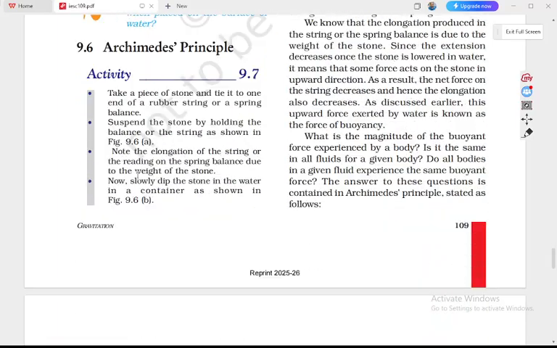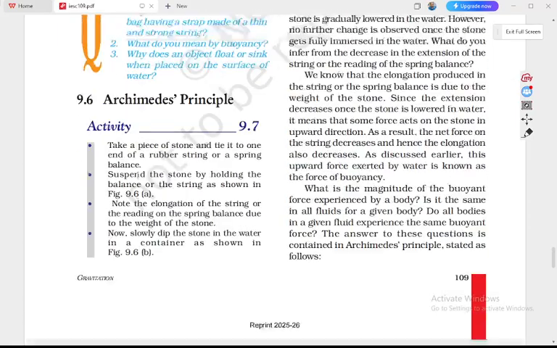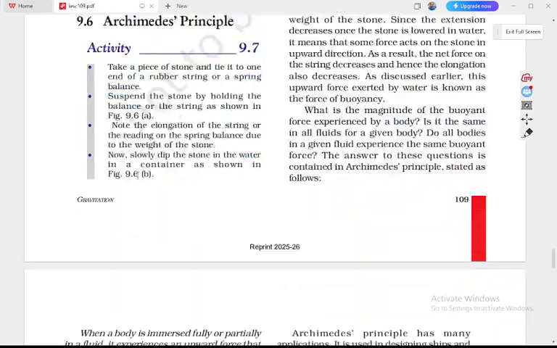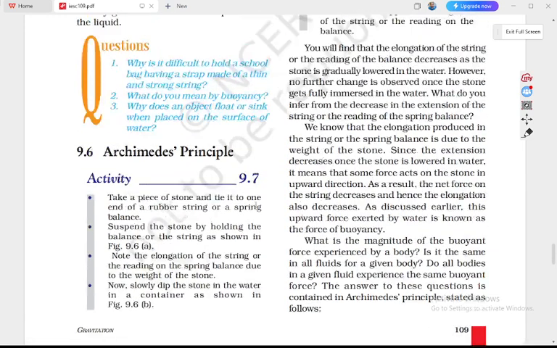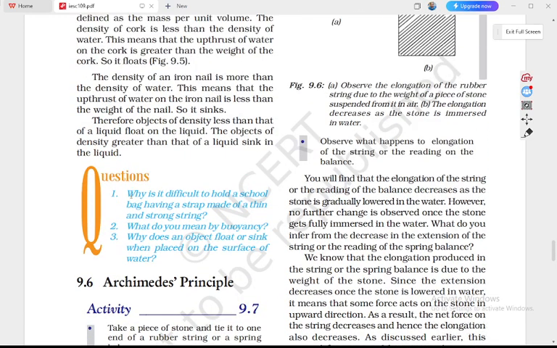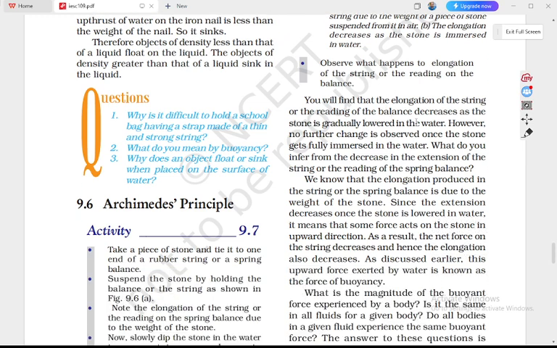What happens in this case, right? When a body is immersed fully, observe what happens to the elongation of the string or the reading of the balance. You will find that the elongation of the string or the reading of the balance decreases as the stone is gradually lowered in the water. However, no further change is observed once the stone gets fully immersed in the water.